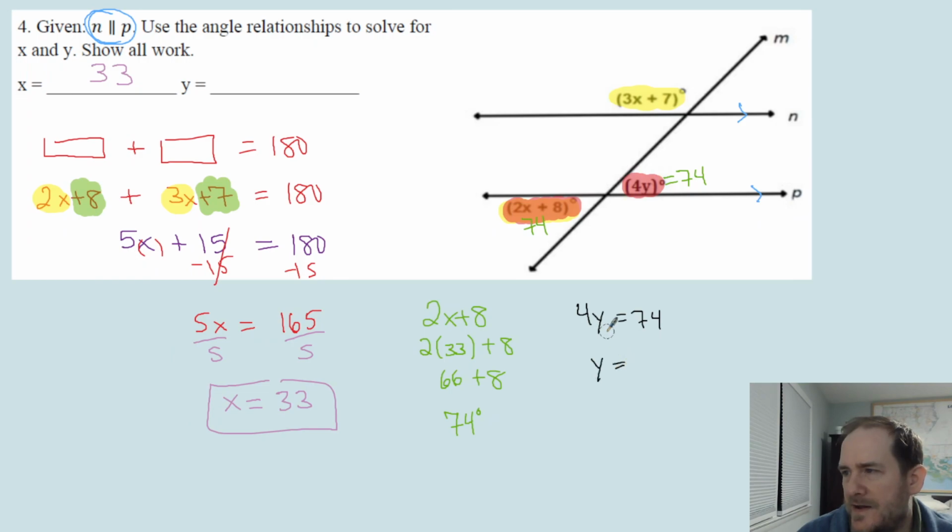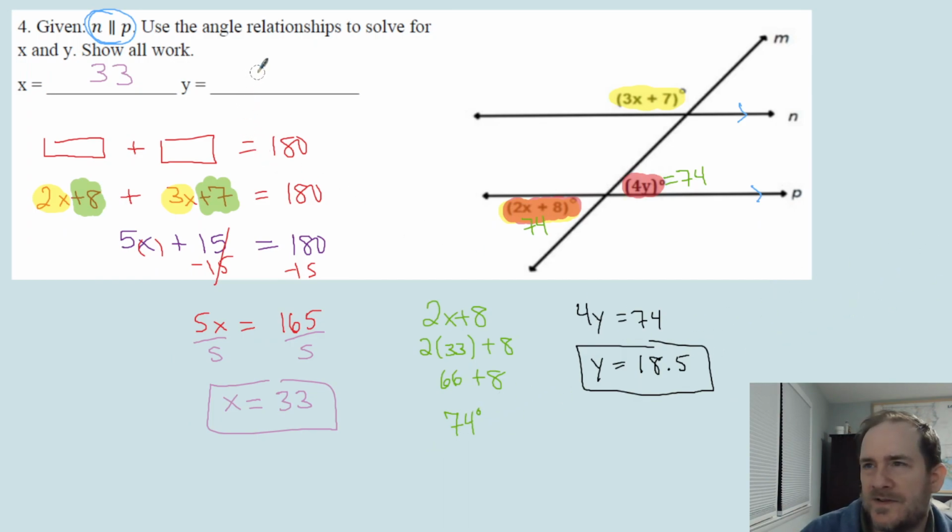So dividing by 4, I think this is the one that comes out to be a decimal, which is fine. If you divide by 4, you get 18 with 2 left over. So you're getting 18.5. And there's not a lot of decimals on here, but there can be decimals, so don't freak out if you see one. 18.5 is the right answer. Okay, keeping on.